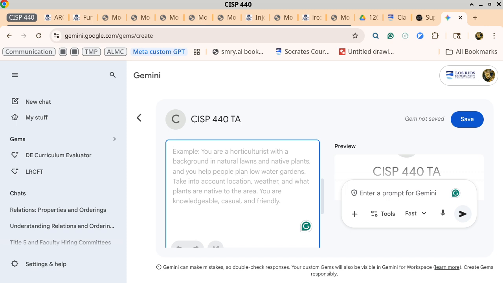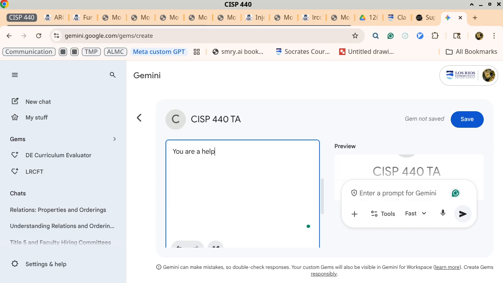So this is the important part. I will give you an idea of how to do this. The simplest thing you want to do is to say, you are a helpful TA, or teaching assistant, to help me understand the material of CISP 440, discrete structures. This part is pretty easy. If the default works well for you, that's all you need. You don't need to change it.